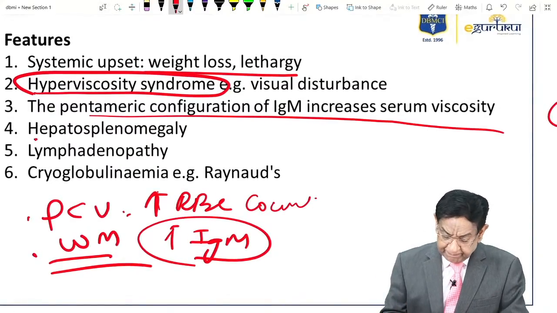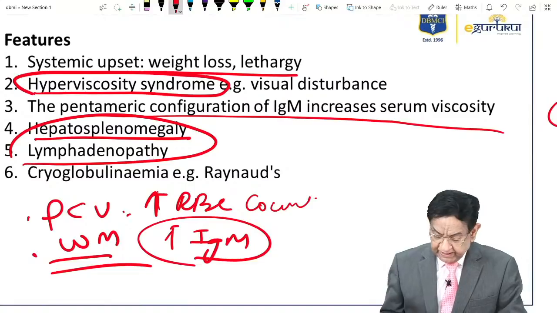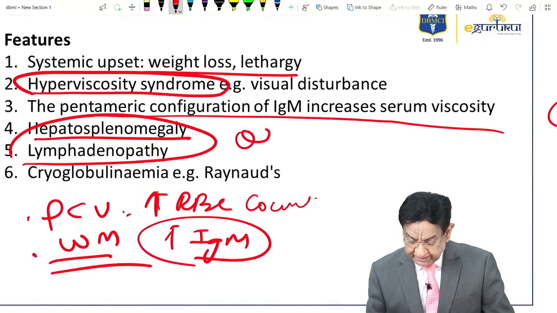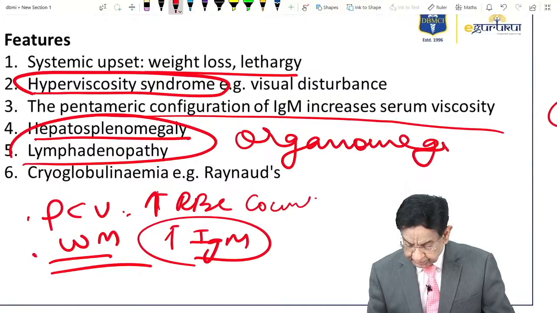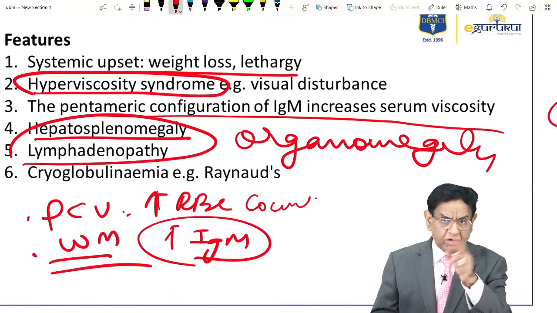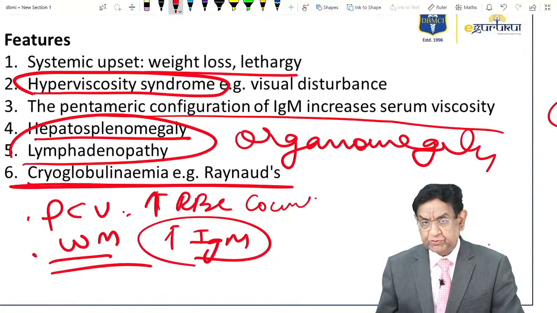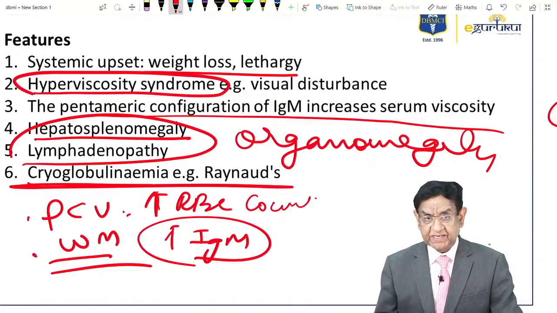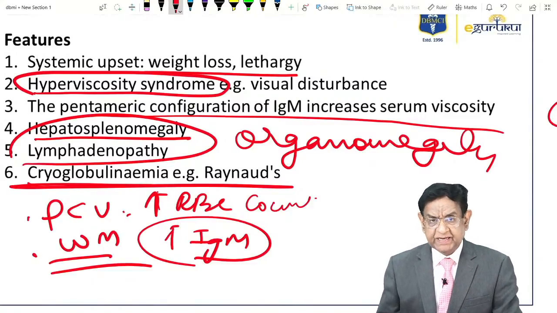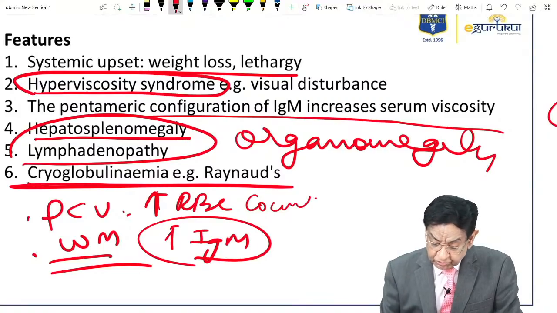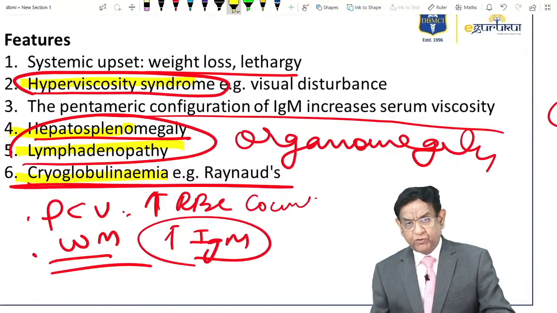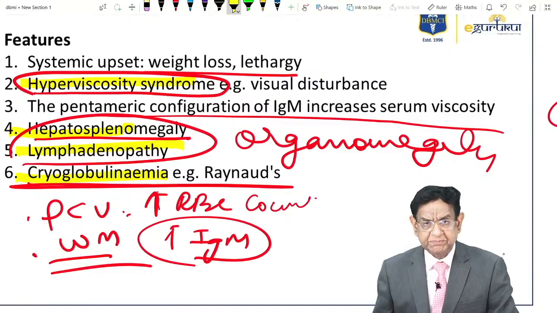In these patients, hepatosplenomegaly or lymphadenopathy, that means organomegaly, is a feature. Organomegaly is not a feature of multiple myeloma. And cryoglobulinemia, which can lead to Raynaud's phenomena, is a feature, and that is usually not seen in multiple myeloma. The keywords to remember here are hyperviscosity, hepatosplenomegaly, organomegaly and cryoglobulinemia, the four keywords that you got to remember in this particular slide.